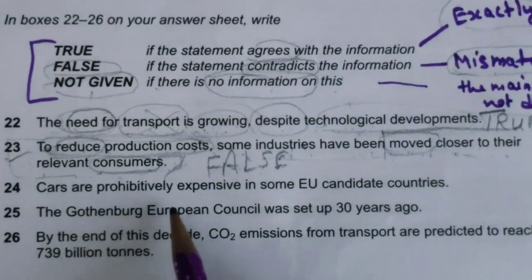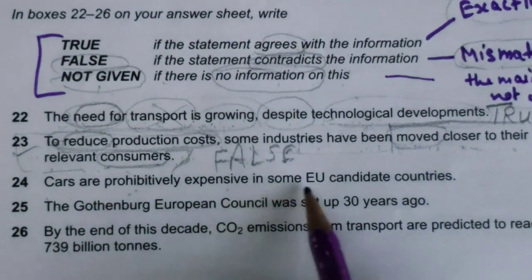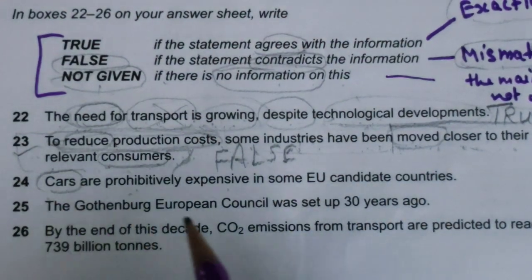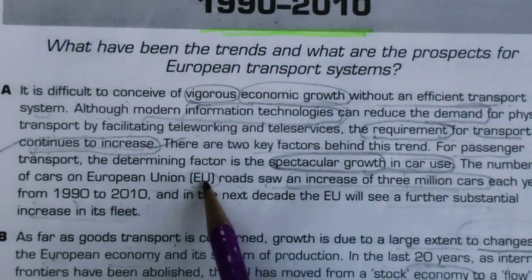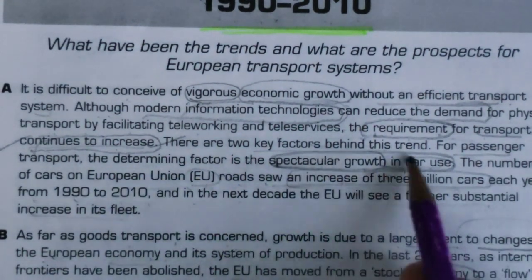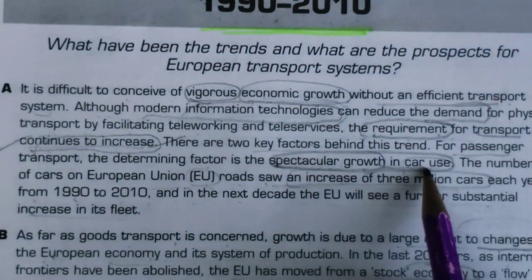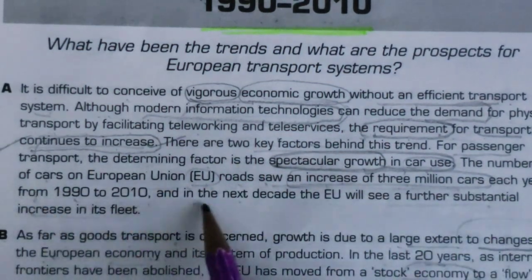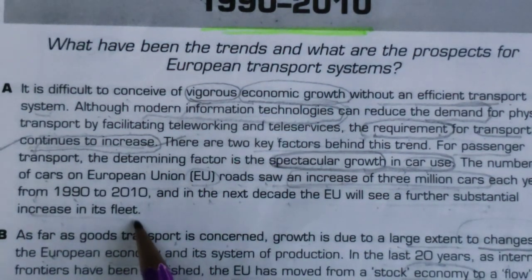So the next one is, cars are prohibitively expensive in some EU candidate countries. Cars, yes, they were talking about cars in the first paragraph only. So they are talking about EU, cars being really expensive. Let's read it again. For passengers, the determining factor is the spectacular growth in car use. The number of cars saw an increase of 3 million cars each year, and in the next decade the EU will see a further substantial increase in its fleet.